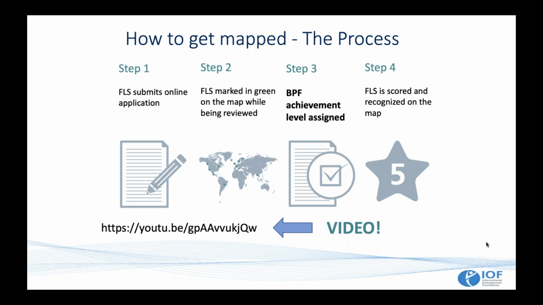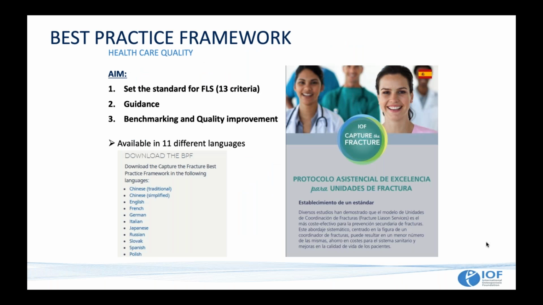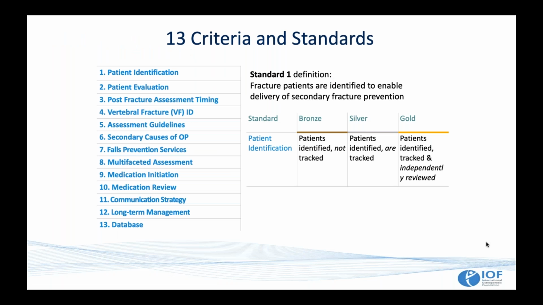Next slide. So the BPF is really a set of 13 criteria that cover all the structural aspects of a fracture liaison service. It sets the standard for an FLS, and here are the 13 criteria and standards. They go from the process you use to identify patients, to evaluate patients, to assess the time post-fracture, and so on.